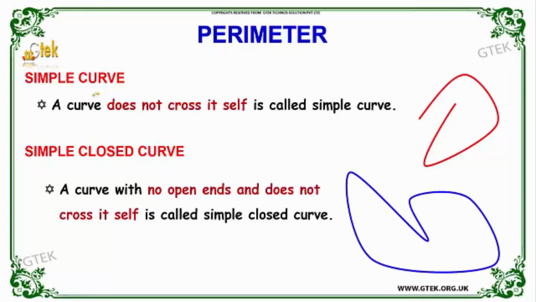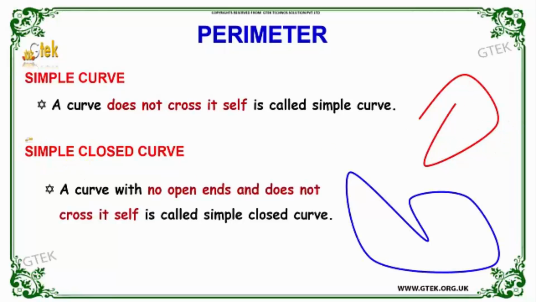Now let's see about the simple curve. You can see a curve over here. A curve that does not cross itself is called a simple curve. You can find a curve which is not crossing itself. So this is a simple curve.